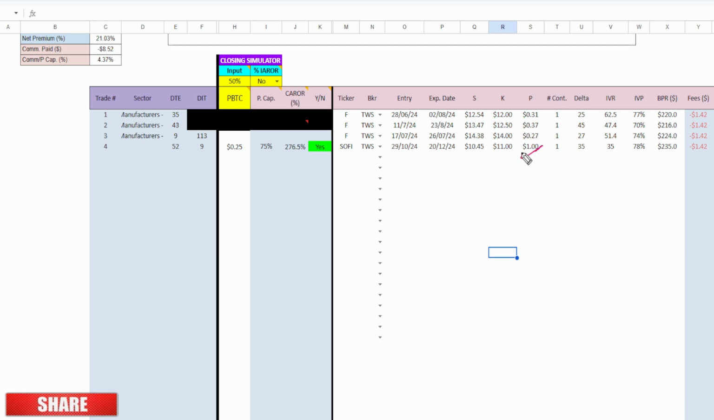I know I got $1. I know there were 52 DTE. And why now do I have a DIT of 9? In other words, 9 days have gone past. What can I capture now? 58 cents. Should I close the trade or should I leave it open?